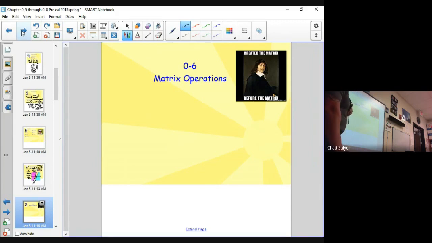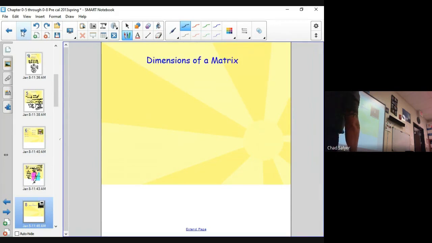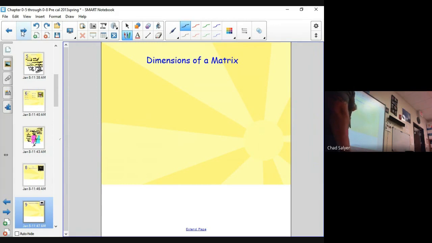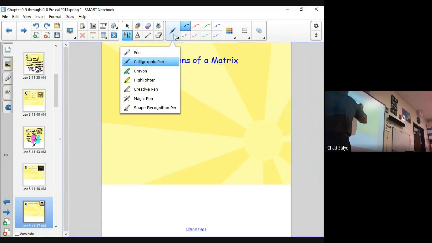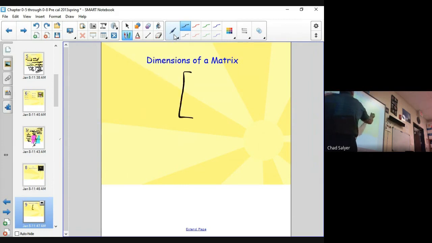Matrix operations. So this is all about matrices, dimensions of a matrix. So when I have a matrix, it is an array set up in a number of rows and number of columns.